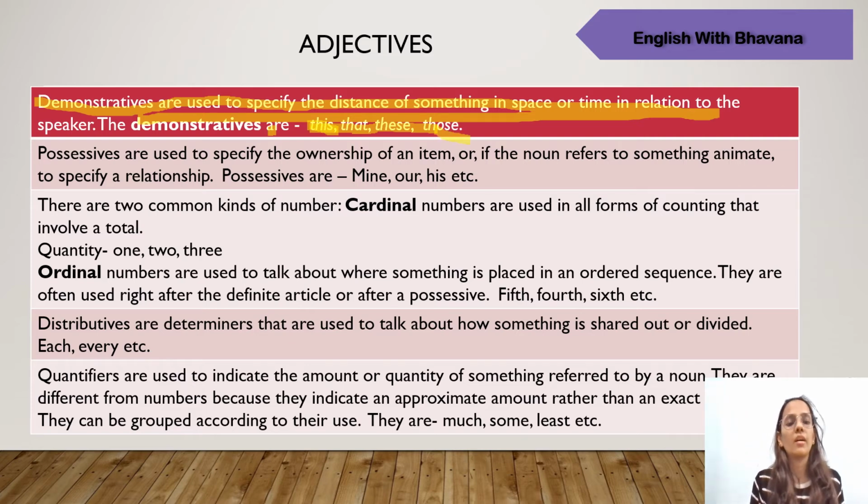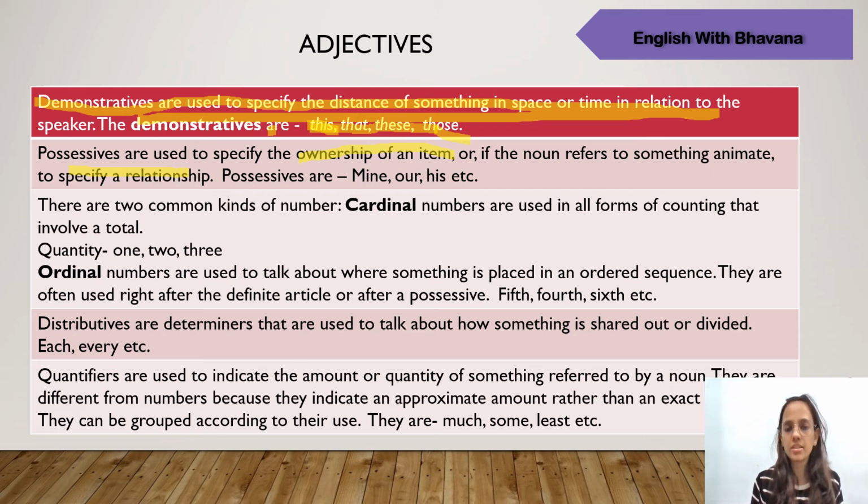Okay. Now, possessives are used to specify the ownership of an item. Ownership. Okay. Or, if the noun refers to something animate, to specify a relationship. Possessives are mine, ours, his. For example, this is mine, this is his, this is our house, this way.